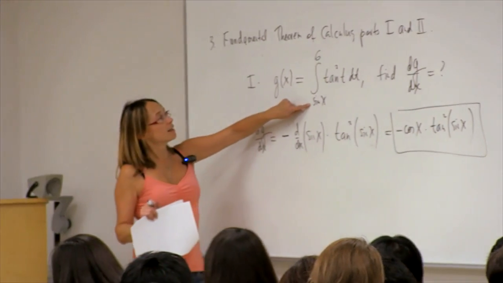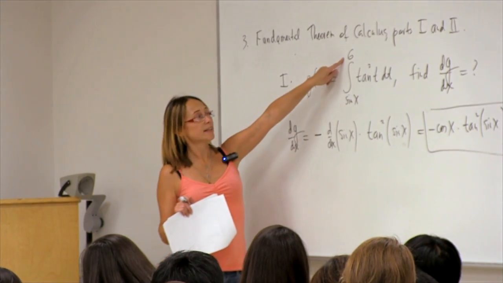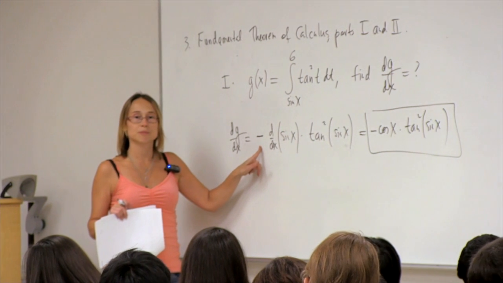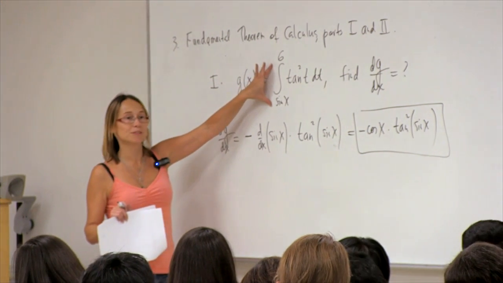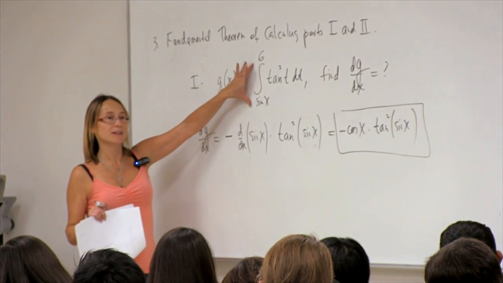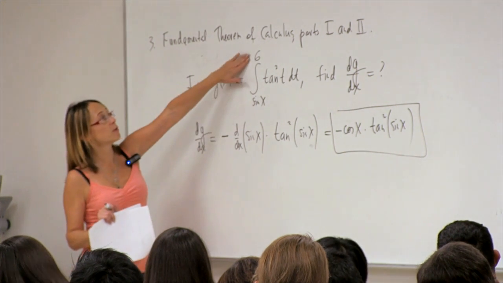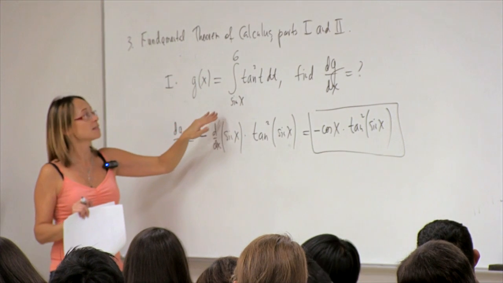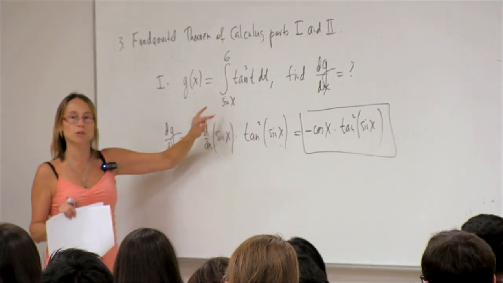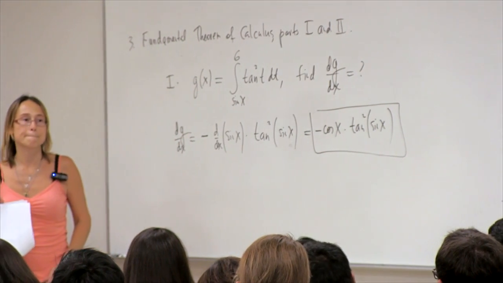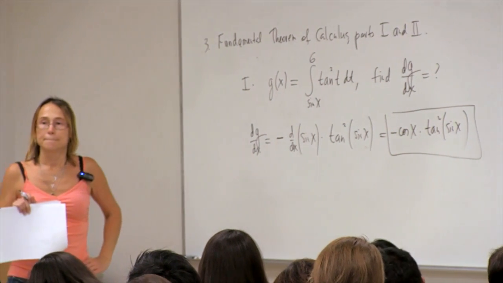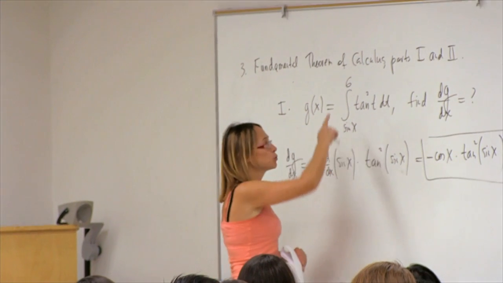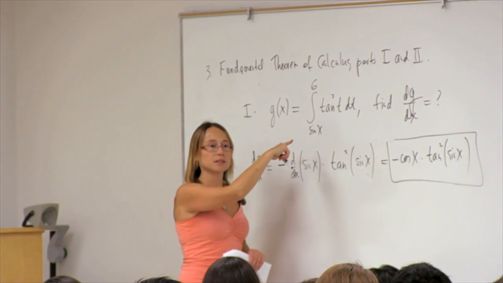If this one was constant and I had sine x here, I would not have the minus sign, right? If I had both limits as functions of x, I would have two terms: one coming from the differentiation of the top limit minus the term coming from the differentiation of the bottom limit. Questions? Do you want me to do another problem like this? Yes?